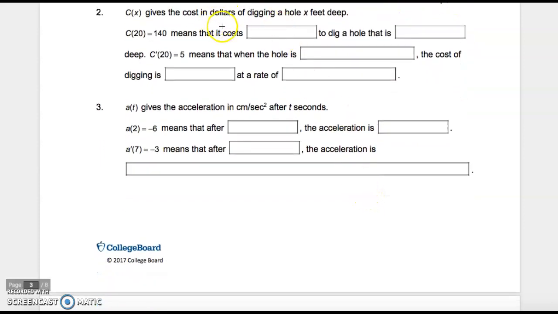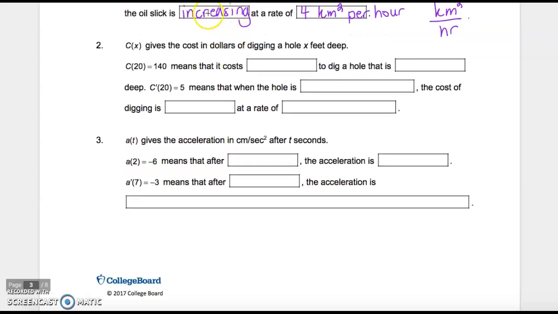C of x gives the cost in dollars of digging a hole x feet deep. So x is measured in feet, and dollars is what gives you your C value. So C of 20 equals 140 means that, the cost goes first, so the dollars go first. So C of something equals, so it costs $140 to dig a hole that is something feet deep. So x is my 20, so it's 20 feet deep.